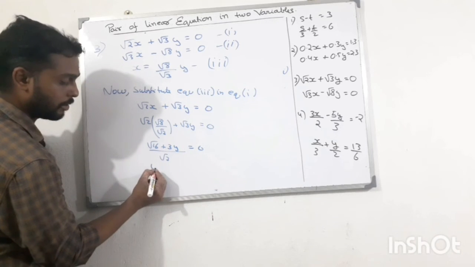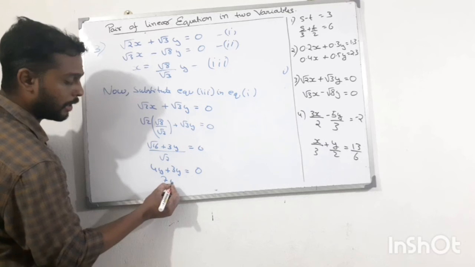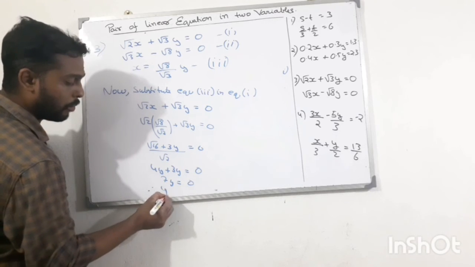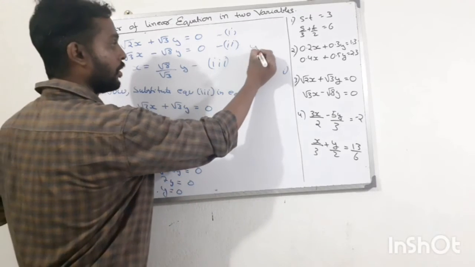So root 16 is equal to 4, so 4y plus 3y is equal to 0. So 7y is equal to 0. Therefore y is equal to 0. We get the value of y is equal to 0.